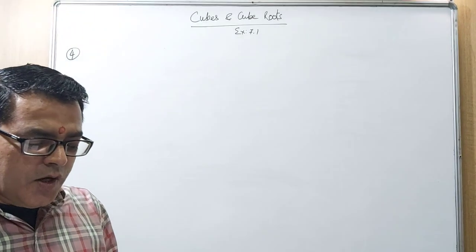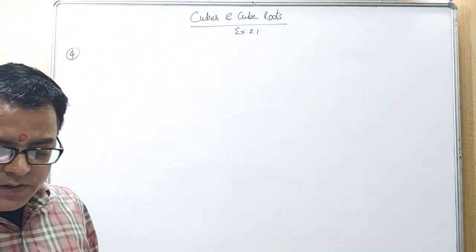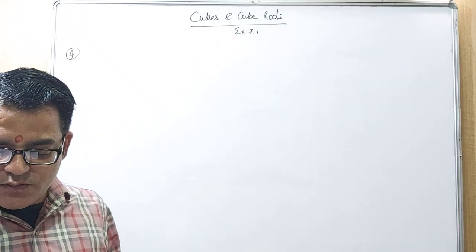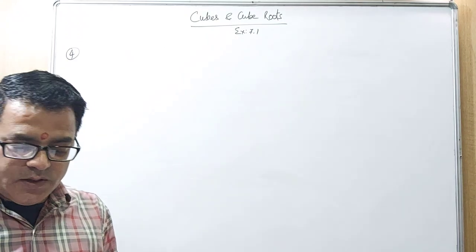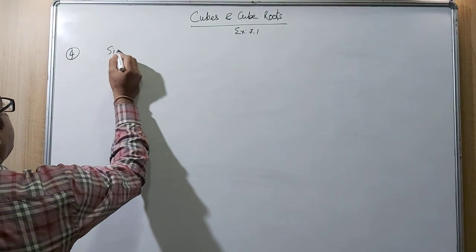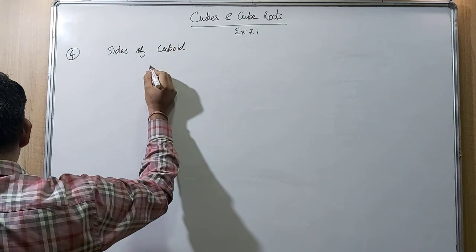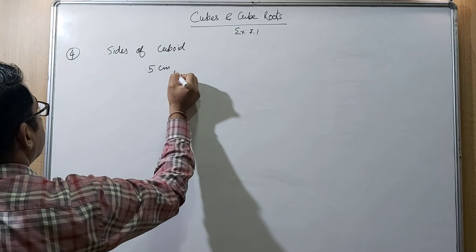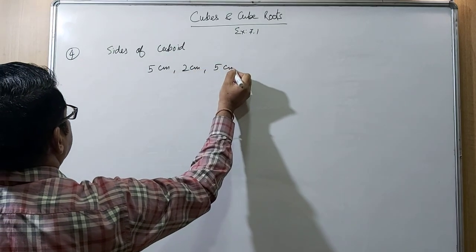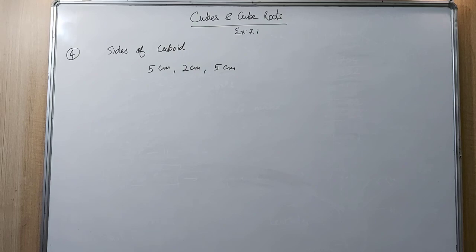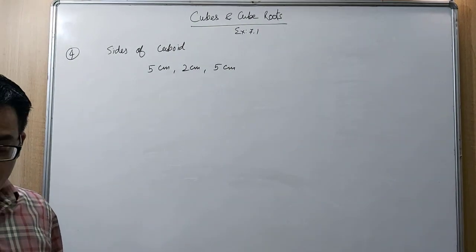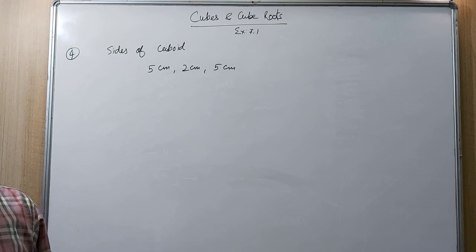It's a word problem. Parikshit makes a cuboid of plasticine of sides 5 centimeters, 2 centimeters and 5 centimeters. Okay, sides of the cuboid: 5 centimeters, 2 centimeters and 5 centimeters. Length, breadth and height is given. So he wants to make a cuboid of this dimension, and the question is how many such cuboids will be needed to form a cube. He wants to make a cube by using these dimensions.